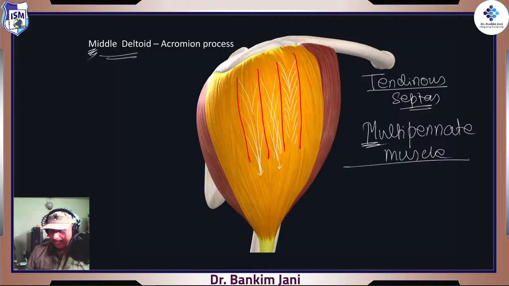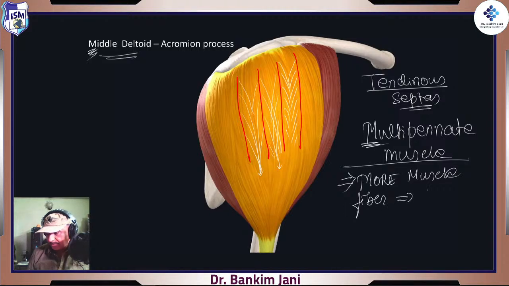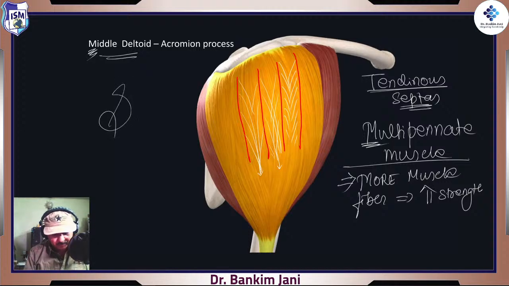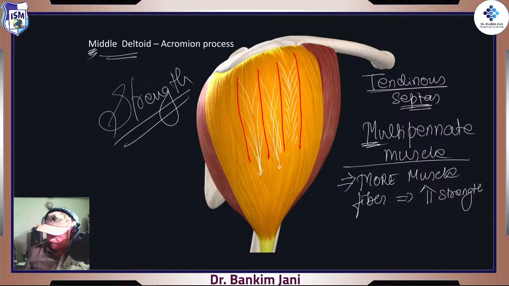So this is the multipinnate muscle, and that's why we just remember more muscle fibers, so it gives higher strength. By having these tendinous septa in between, the space is less, but you are increasing the surface area by providing all these septa. Thus it gives the strength. So here is our strength part.